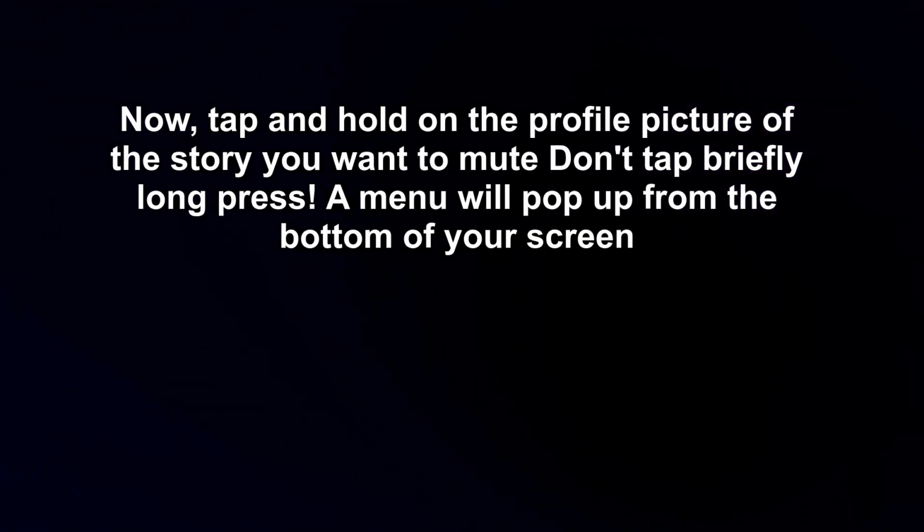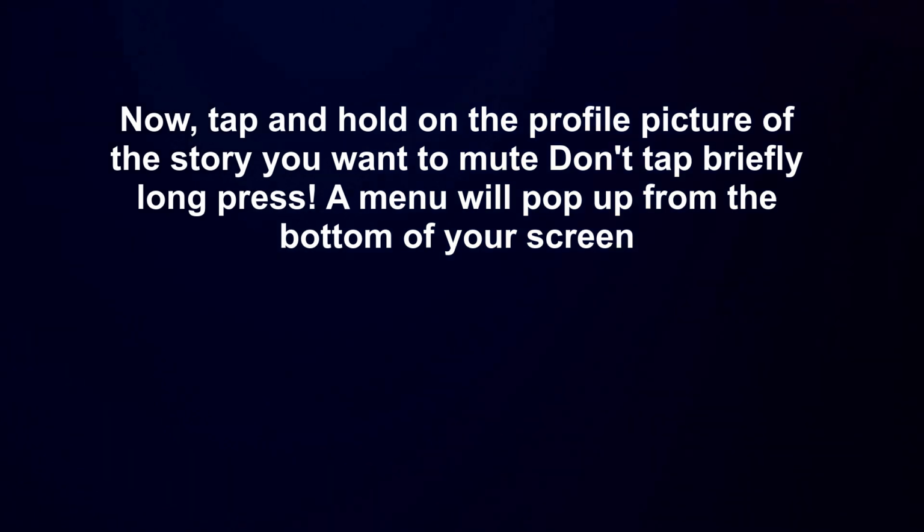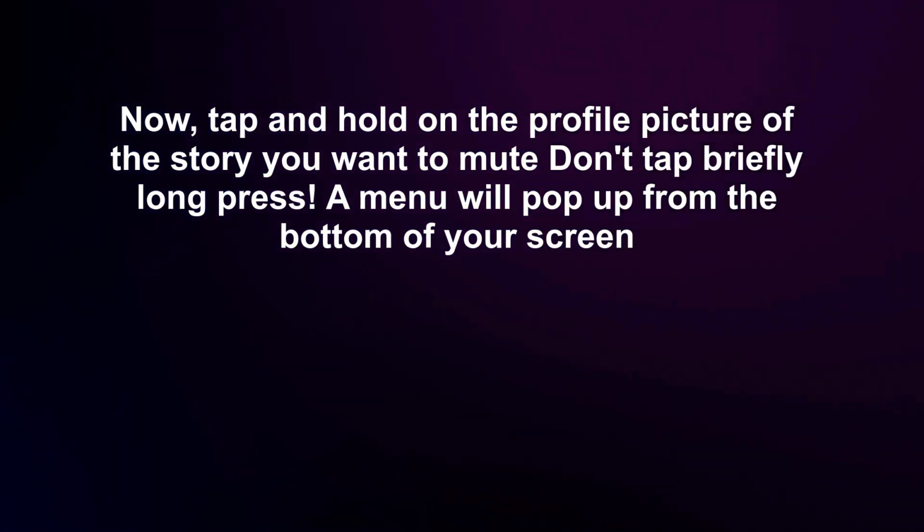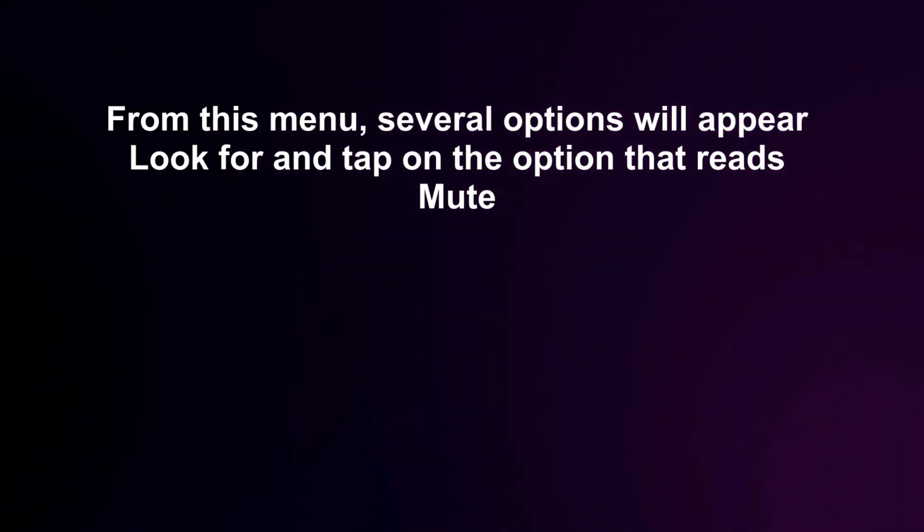Now, tap and hold on the profile picture of the story you want to mute. Don't tap, briefly long press. A menu will pop up from the bottom of your screen. From this menu, several options will appear. Look for and tap on the option that reads mute.